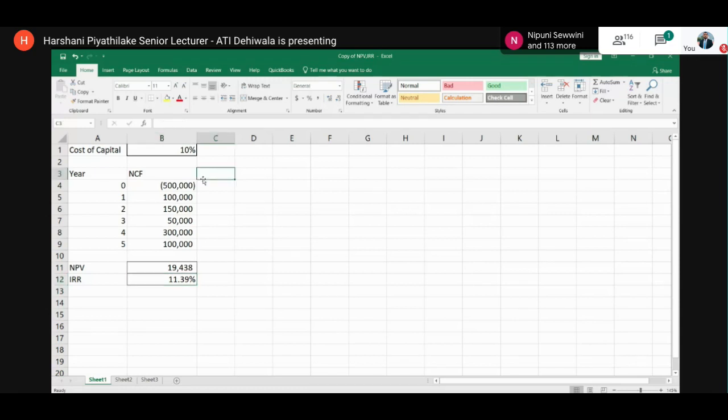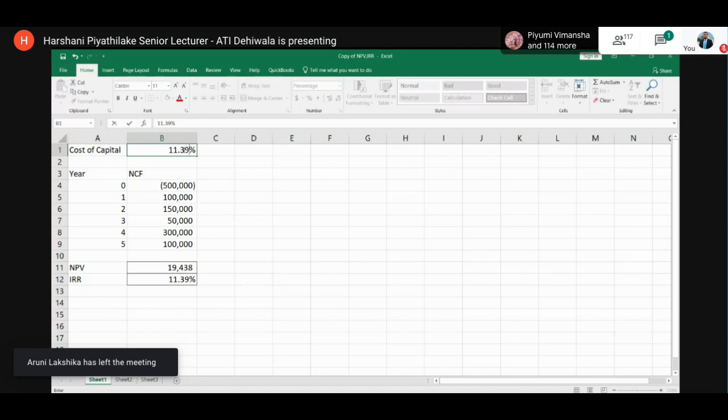We'll see that when you use 10%, you have taken this 19,438, right? But when you type this 11.39% to this particular cell, the cost of capital, it should come close to zero. Understand what I say? Okay, in the cost of capital, just type 11.39, the IRR.